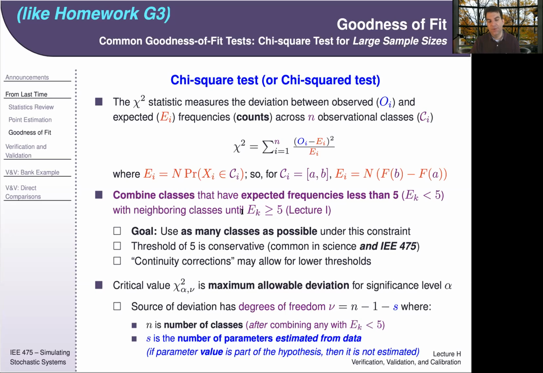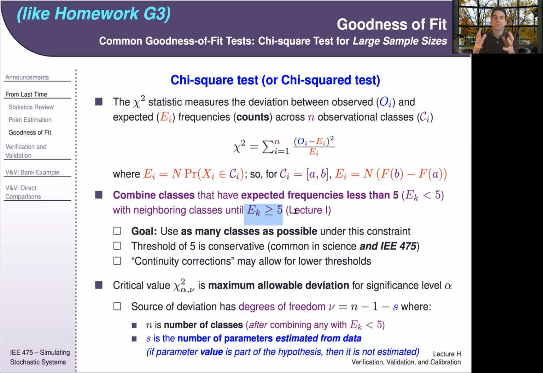One of the tricks we need to keep in mind, though, is that you can only use this test if the expected number of counts is greater than or equal to 5. I will talk in more detail about where this 5 comes from in lecture I, but for now, just know that you need them to be greater than or equal to 5. If you have a bin that has less than 5 counts in it, you have to choose a bin next to it to combine them with.